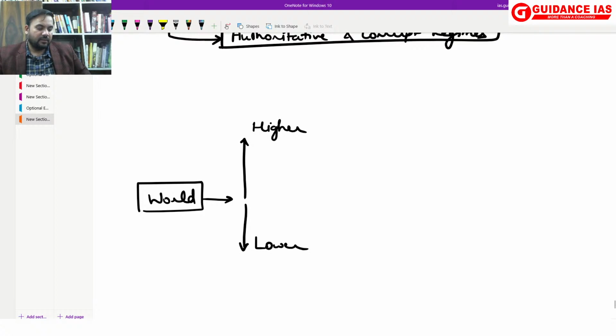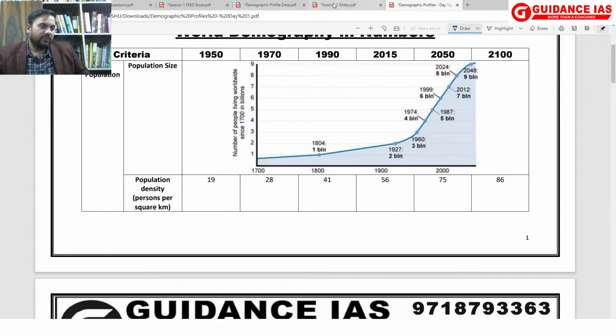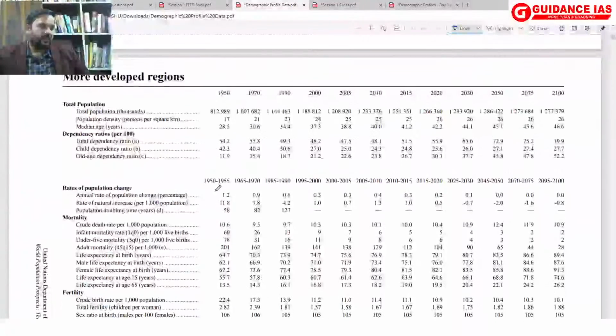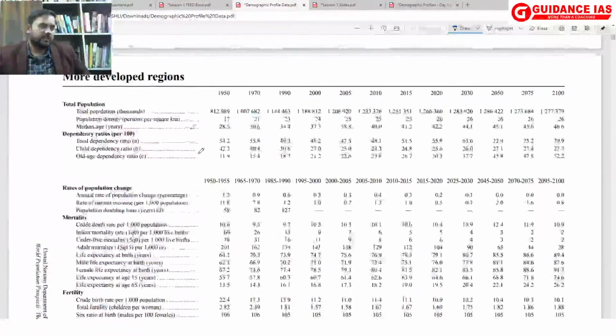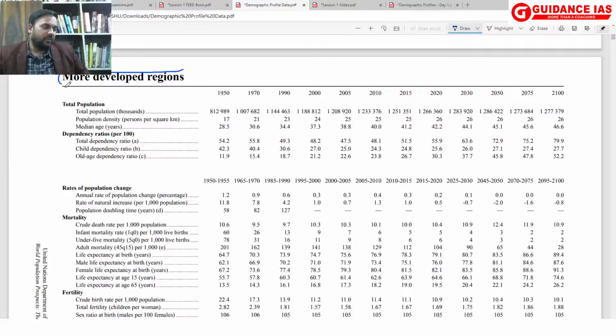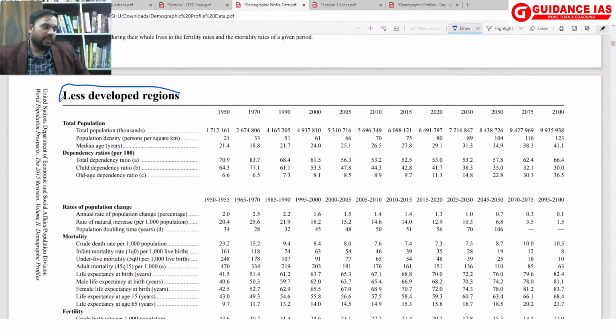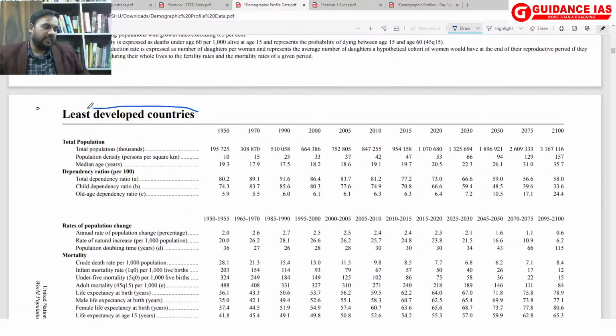Suppose I give you one more example. Suppose I have to remember with respect to developed countries. So can I say I made a base, what is the case of more developed regions? Yes, curves and graphs you can draw. What is the case of less developed regions? What is the case of least developed regions or countries? These three I have made as bases.